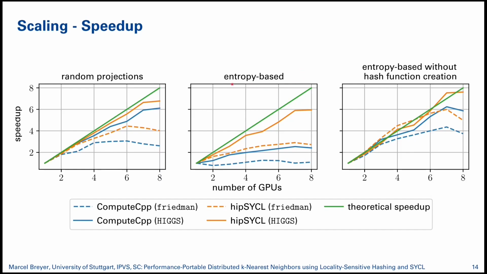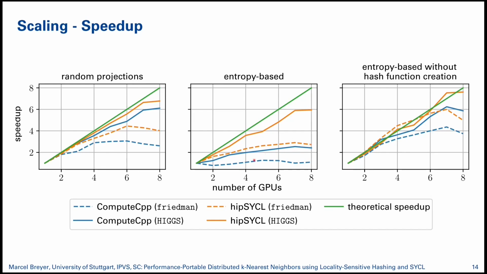Looking at the entropy-based hash functions and Compute CPP using the Friedman dataset, we see that it doesn't scale at all. Using 8 GPUs has no runtime benefit compared to using only 1 GPU. Using HIPSYCL and the Friedman dataset starts to scale. However, a parallel speedup of nearly 3 is still very bad.